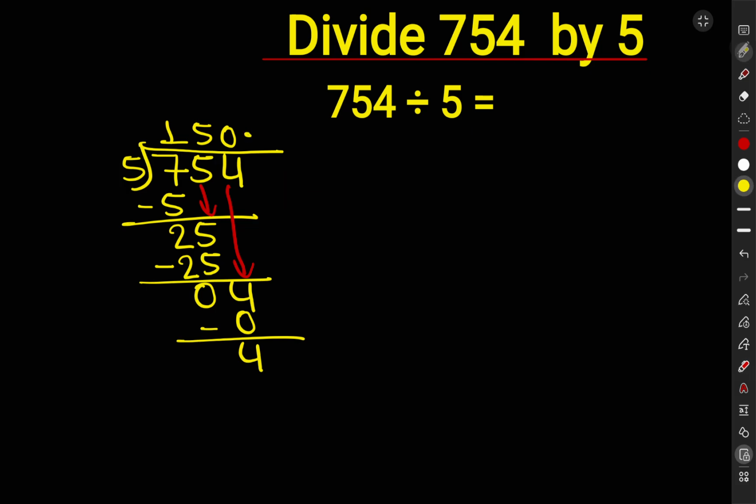So we take a decimal here so that we put 0. So it is 40 and 5 times 8 is 40. On subtracting we get 0. So 754 divided by 5 is 150.8.